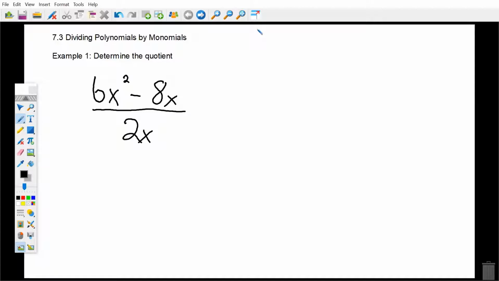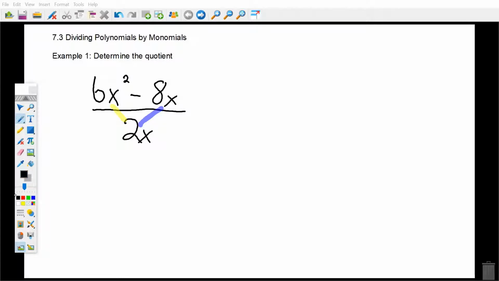Example 1 wants us to determine the quotient, so we are going to be dividing here. The question says 6x squared minus 8x divided by 2x. Now what we are doing here is this 2x has got to be divided into both terms. So we're going to divide right here and right here.